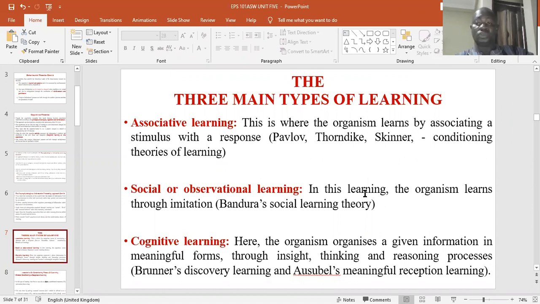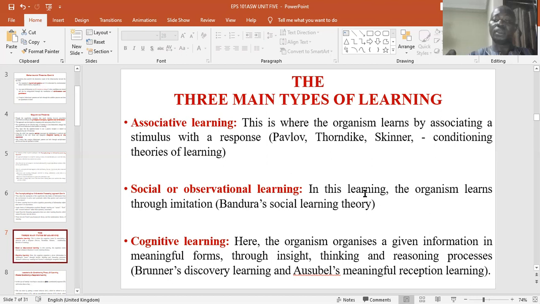The first one will be the associative learning theory, that's the behaviorist with the SR theories. They include Ivan Petrovich Pavlov, Burrhus Frederic Skinner, and Edward Lee Thorndike. The second one is the social learning theory or observational learning theory by Albert Bandura. And the third one is the cognitive learning theory, where we have David Ausubel and Jerome Bruner with meaningful reception learning and discovery learning.